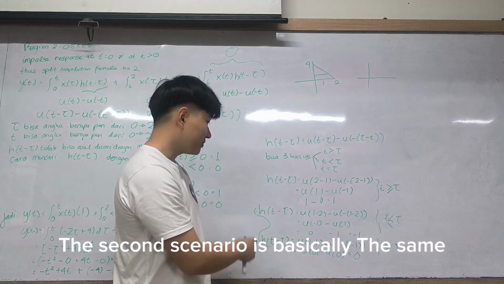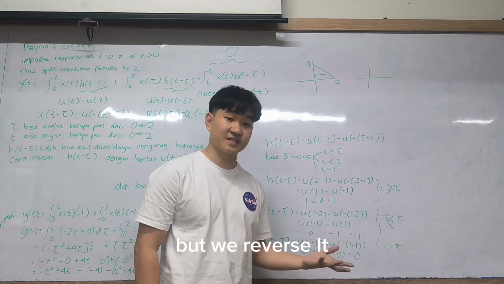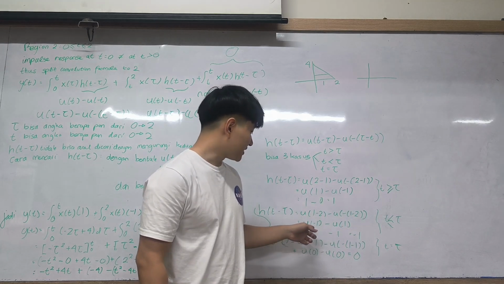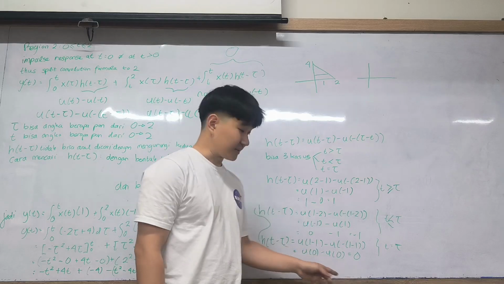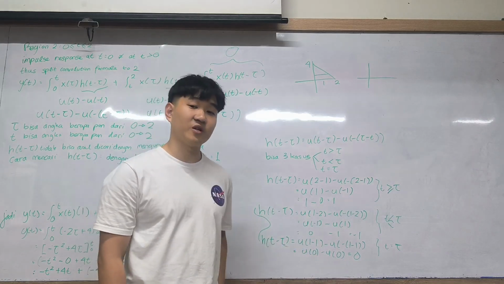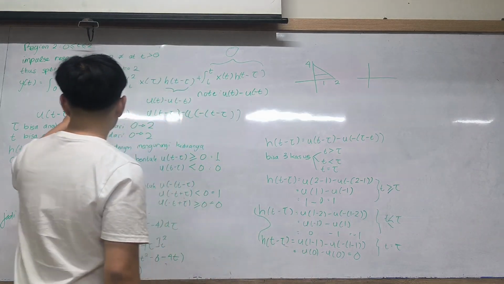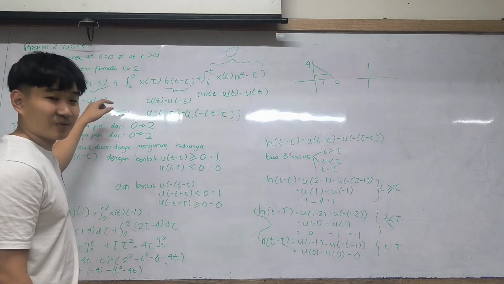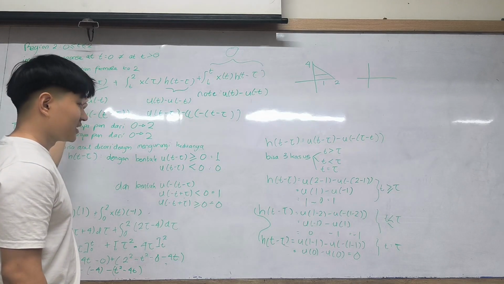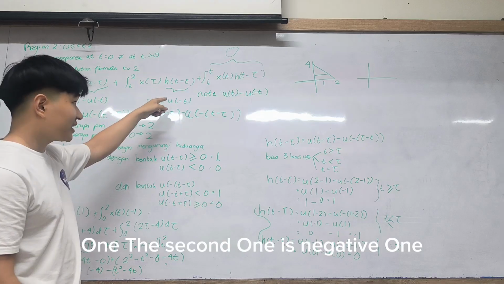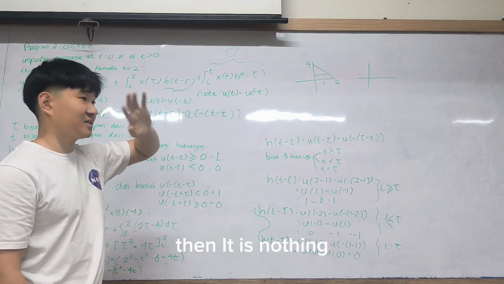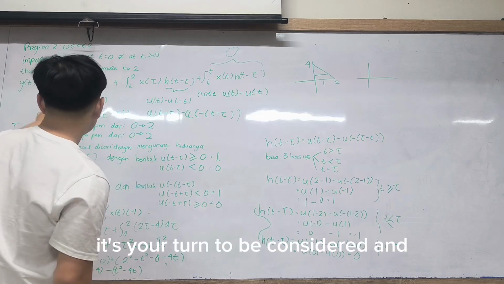The second scenario is basically the same, but we reverse it. This time the tau is greater than the t. And as you can see, the result is -1. The third scenario, both of them are equal and the result is just 0. Therefore, we can infer that the impulse response of the first equation is 1, the second one is -1, and the third one is 0. If it is multiplied by 0, then it is nothing, it should not be considered.